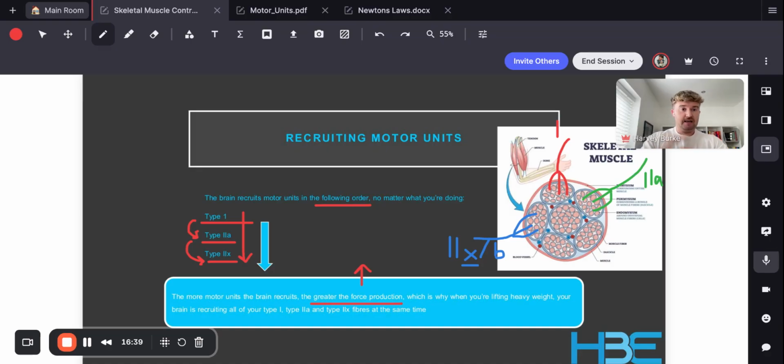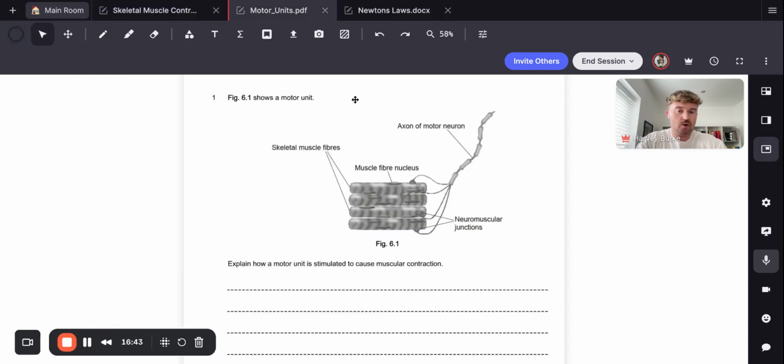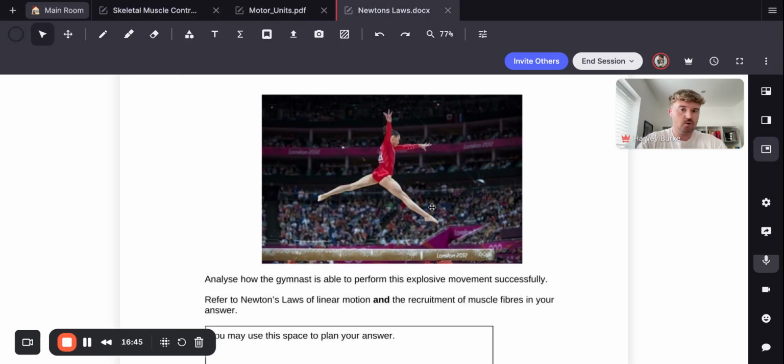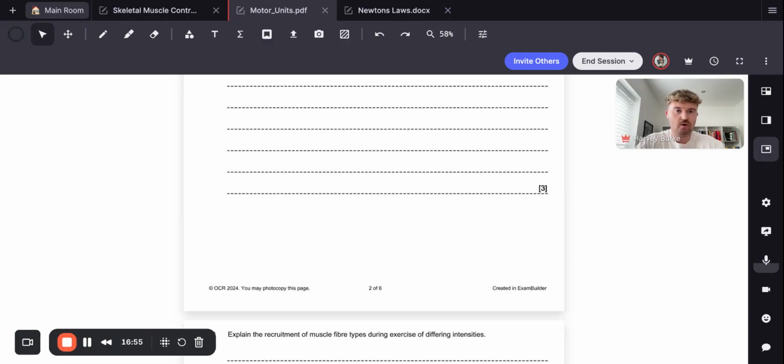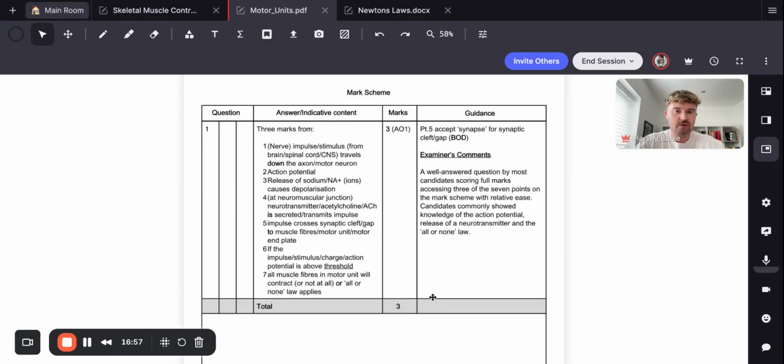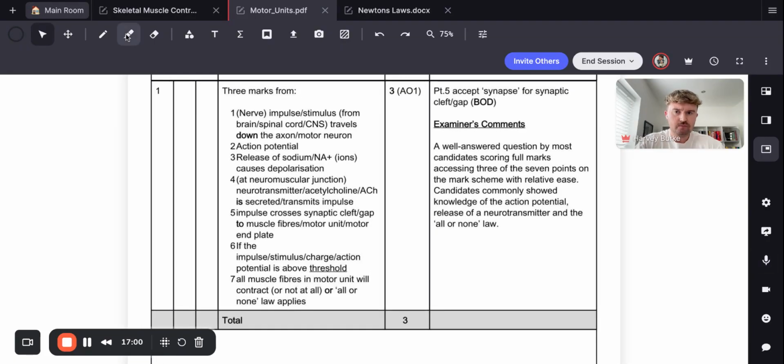So that is the skeletal muscle contraction topic all done. I've just uploaded a question from OCR and then a question from AQA so you can see the mark schemes for them. So this is asking you to explain how a motor unit is stimulated to cause muscular contraction. So just what we've gone through, and it was 3 marks. Now, if we have a look at the mark scheme there, here you can see you get 2 marks for saying that an action potential travels down the axon. That's point 1 and point 2.